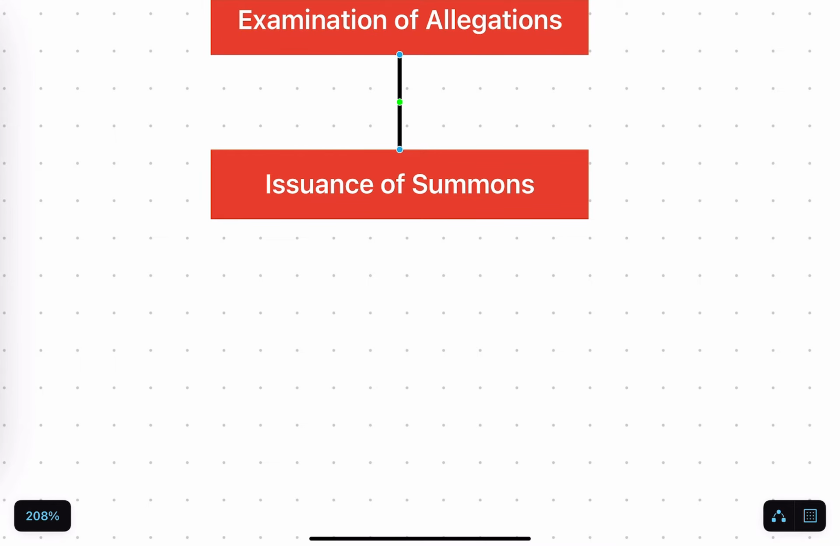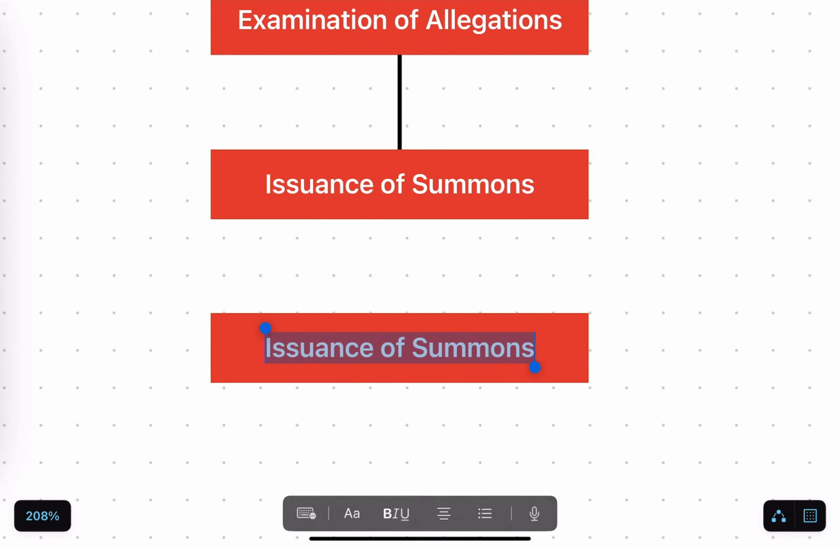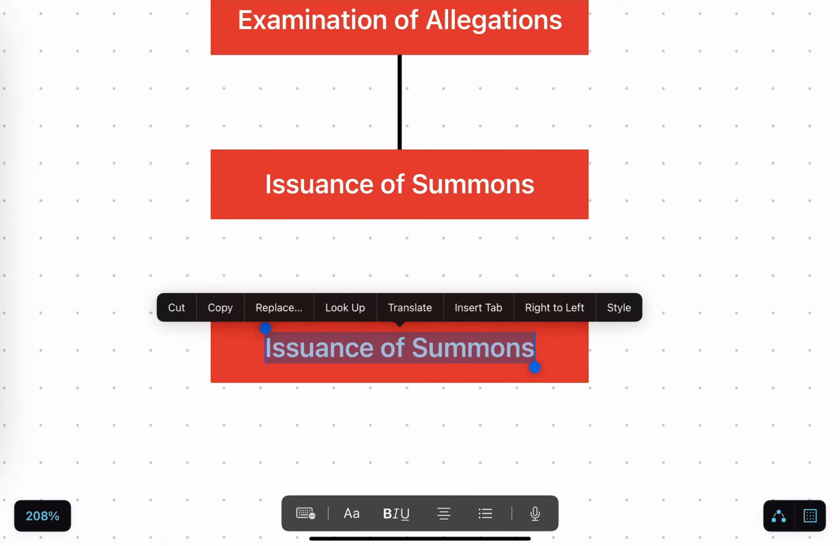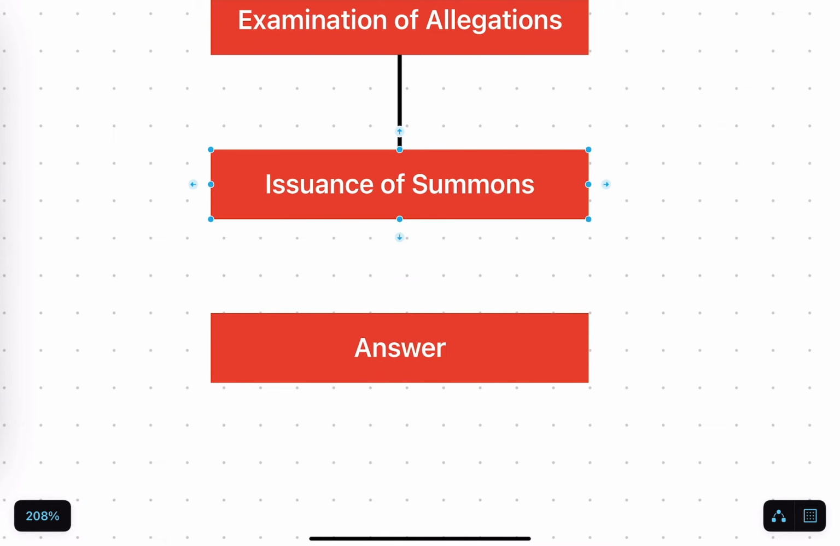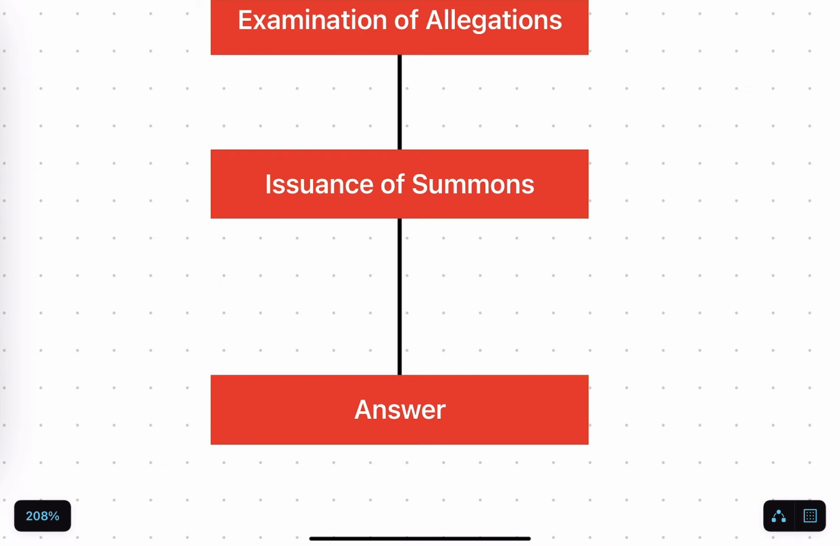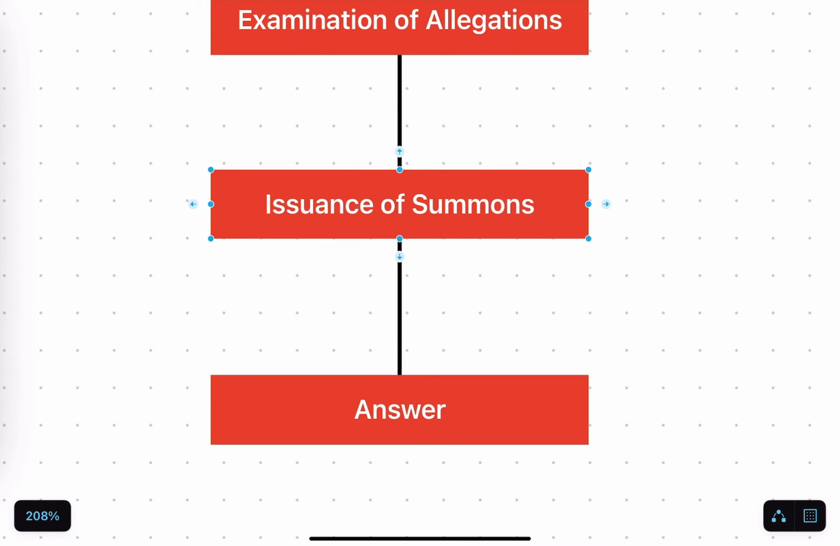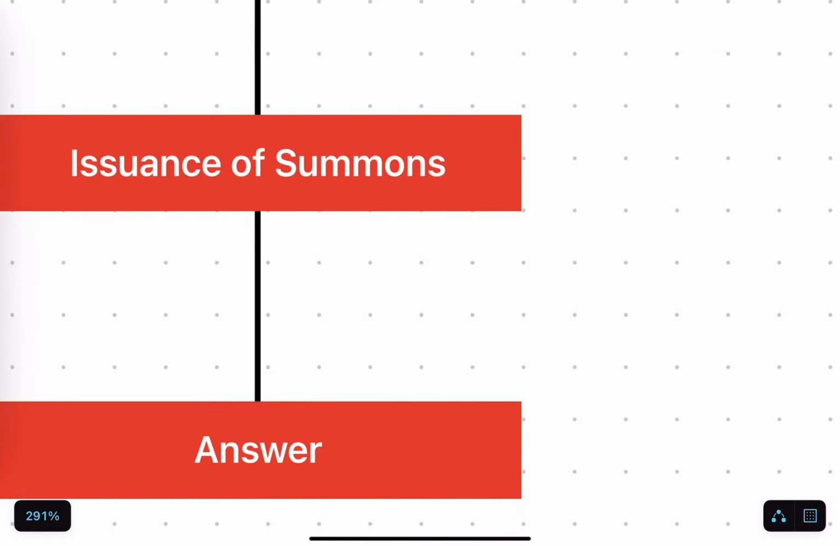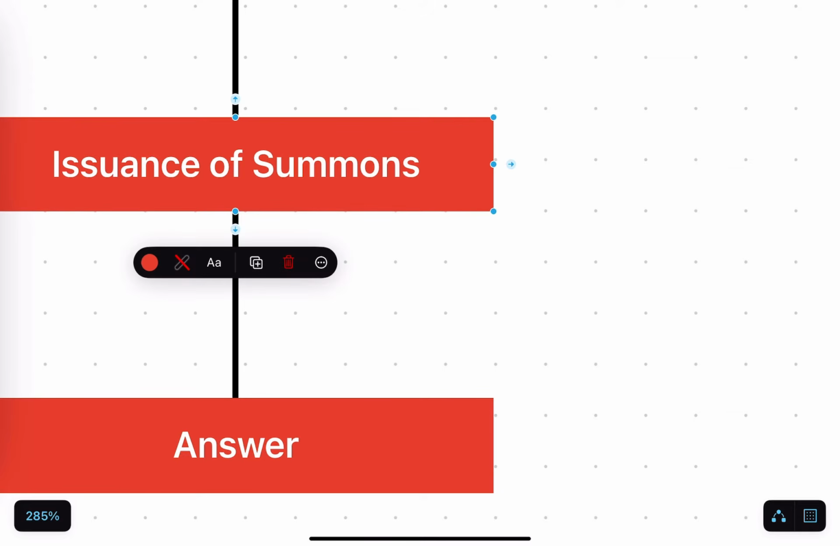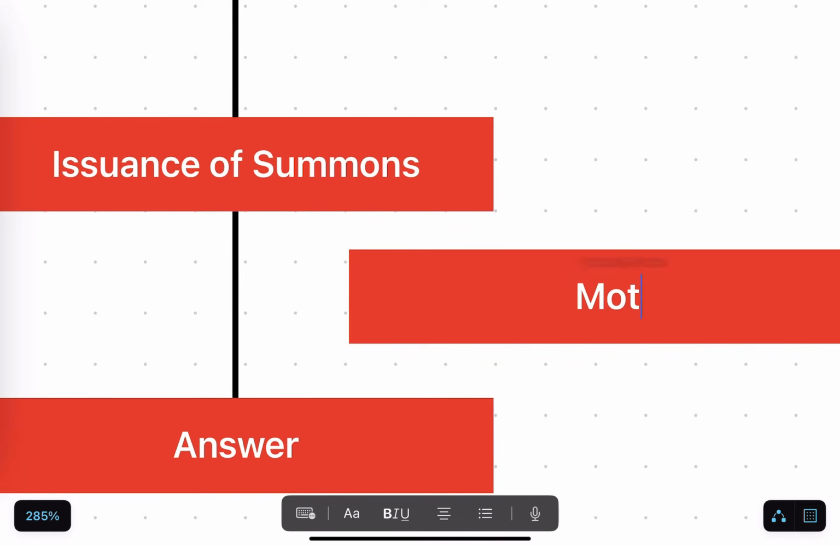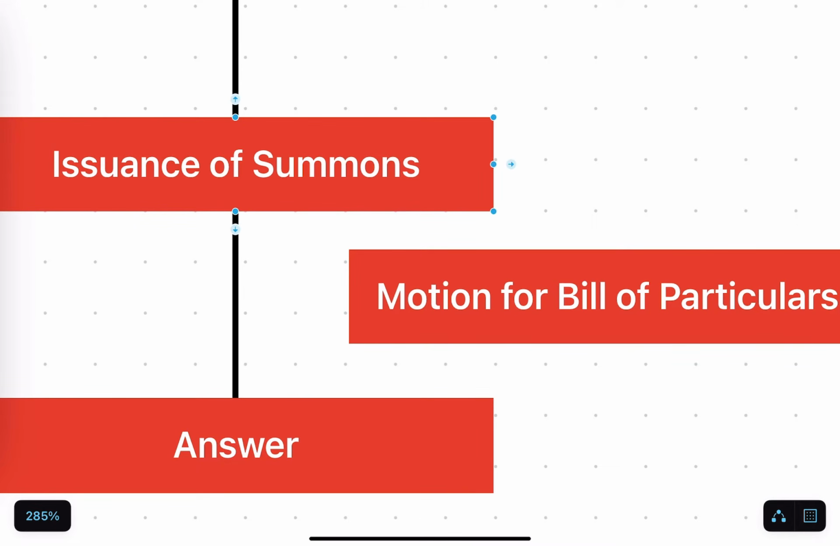Okay, so after the issuance of summons, technically the respondent will now file what? So if you receive a summons, you will now file an answer. Okay. But sometimes it's not so clear, it's not so definite what the allegations of the complainant are. So what will the defendant file? He will file a motion for bill of particulars. Okay? So this is the other direction.